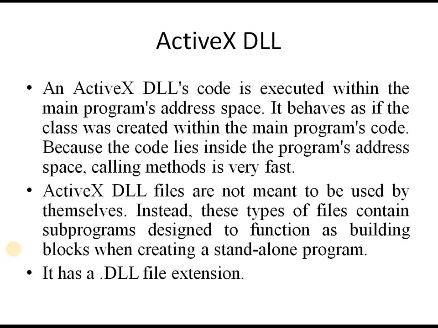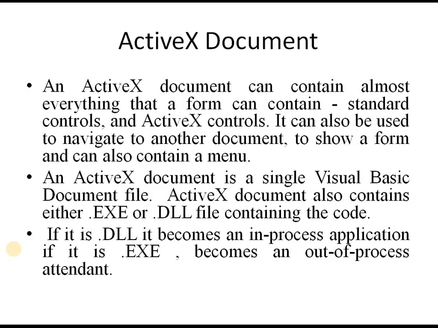ActiveX DLL. An ActiveX DLL's code is executed within the main program's address space. It behaves as if the class was created within the main program's code. Because the code lies inside the program's address space, calling methods is very fast. ActiveX DLL files are not meant to be used by themselves. Instead, these types of files contain subprograms designed to function as building blocks when creating a standalone program. It has a .dll file extension.